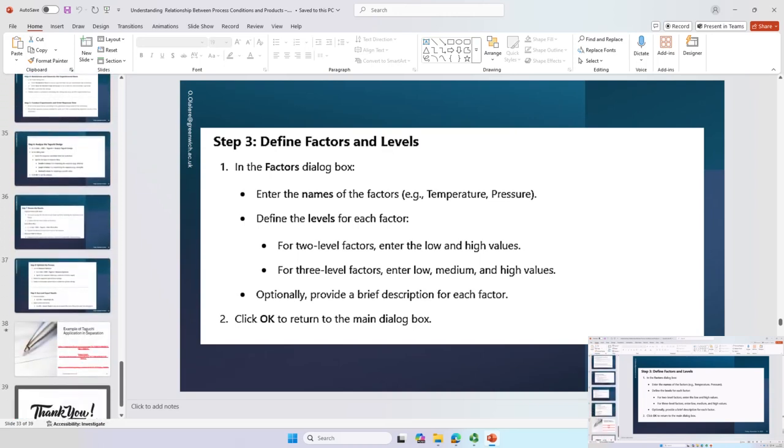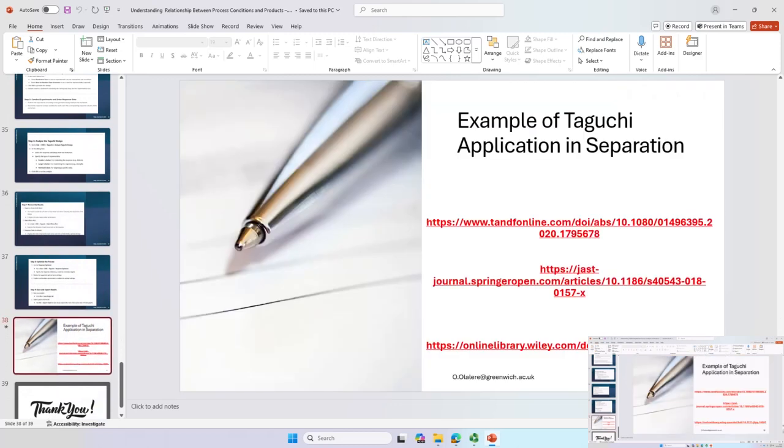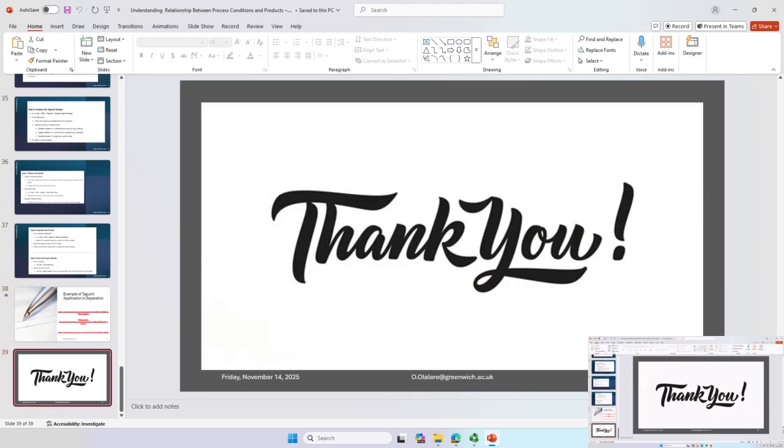So we have seen that all these are for Taguchi application in separation processes. So that's that about that.